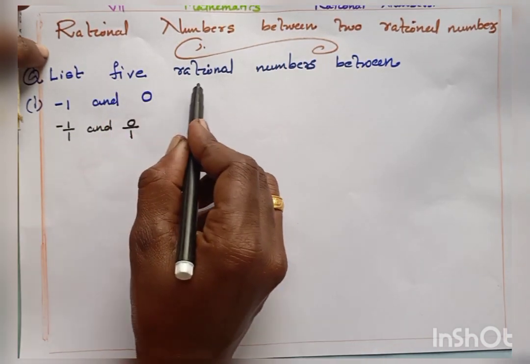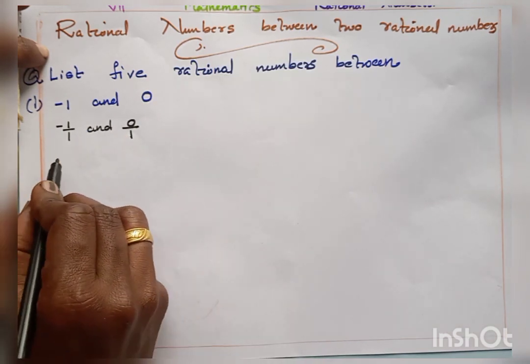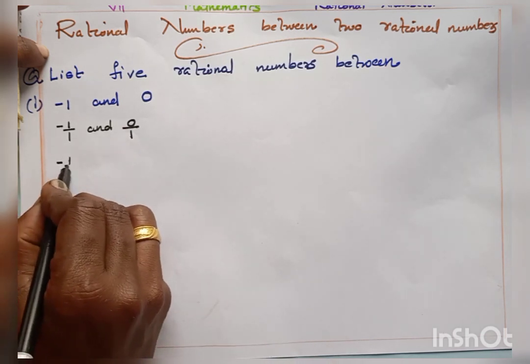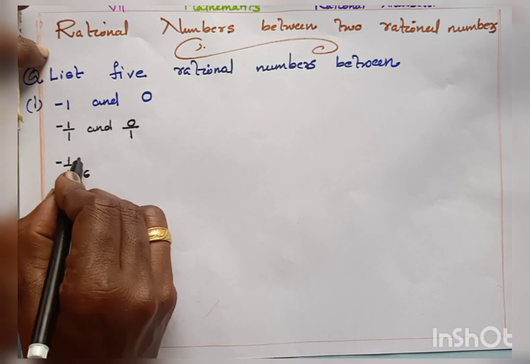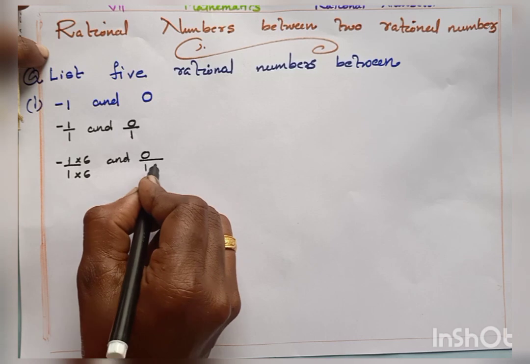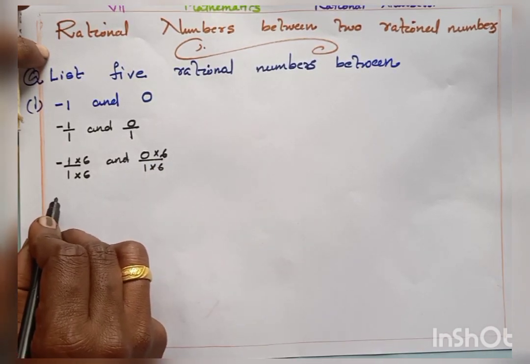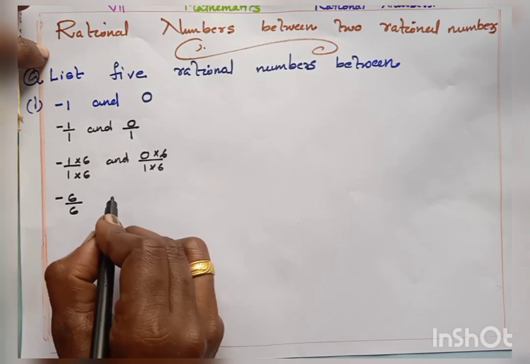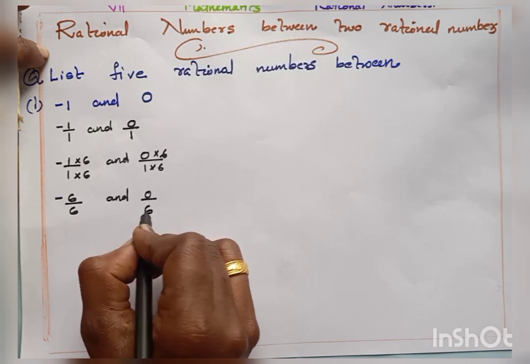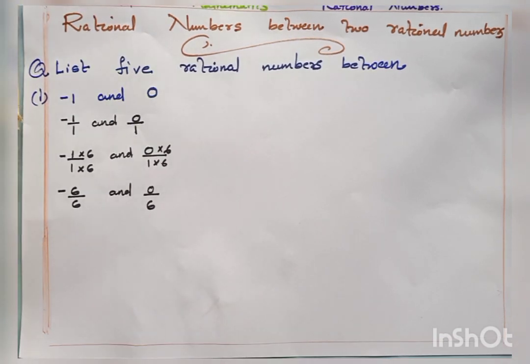To get 5 rational numbers, multiply by 5 or more than 5, so take 6. 6 is multiplied by both the numerator and denominator of this rational number. 0 by 1 into 6 into 6. We get -1 into 6, minus 6 by 6, and 0 into 6, 0 by 1 into 6, 6. Then minus 6 by 6 and 0 by 6.